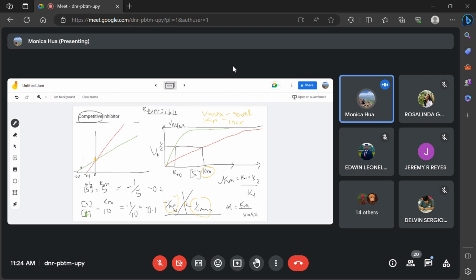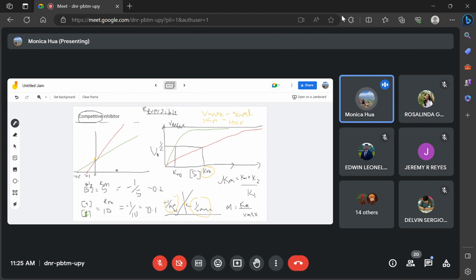Your slope compared to the green line. All right. So that is how you can use both graphs to interpret whether or not you have a competitive inhibitor or the other types of inhibitor, which we'll talk about in a bit. Okay. So if you see a graph like this, you would know, okay, this is a competitive inhibitor.